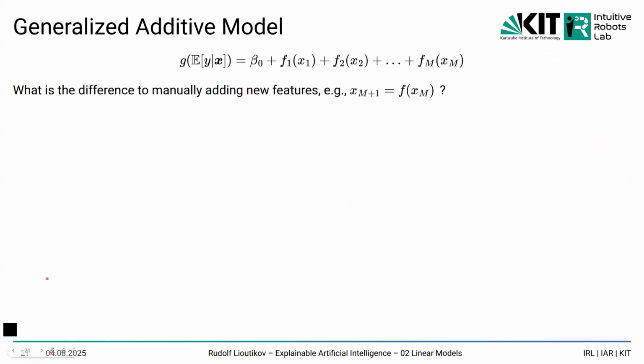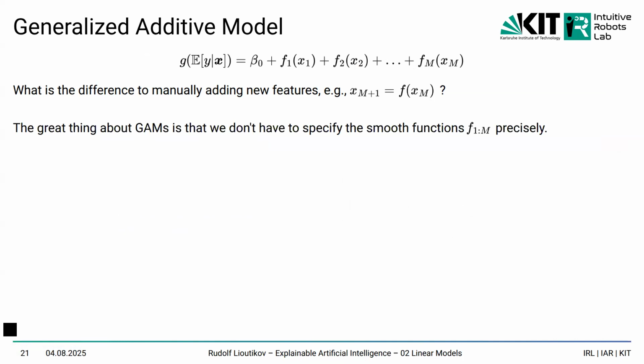So what's the difference from manually adding these features? That would be the first question. This just sounds like we're trying to reinvent the wheel here. But the great thing about GAM is that we don't actually have to specify the smooth function f1 precisely. We don't need to say, oh, this is sine or this is whatever, but we can have a smooth function which is able to interpolate or also learn from the data itself. So we're going towards learned features here.